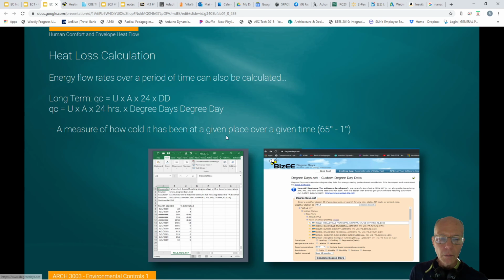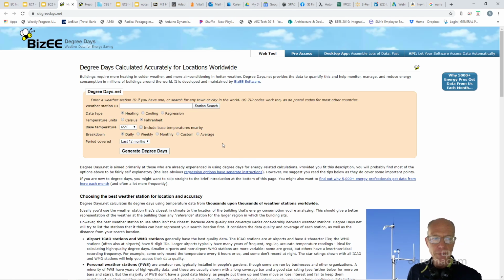We get 24 degree days. But we have that automatically calculated for us on some useful websites where the meteorological data is stored, and it can be easily retrieved and placed onto spreadsheets. So in this case, I have the data coming off of a website. I'll click to this right away to show you that it's a live site.